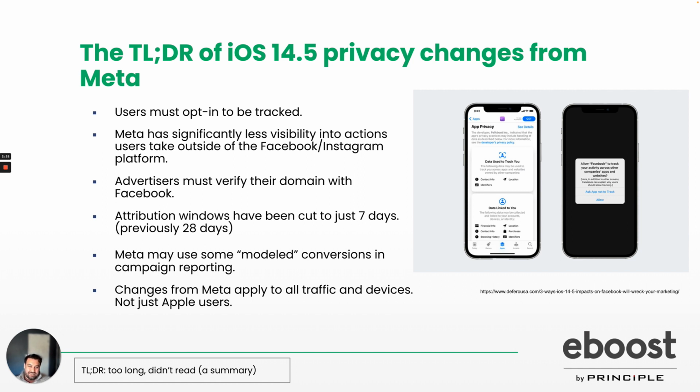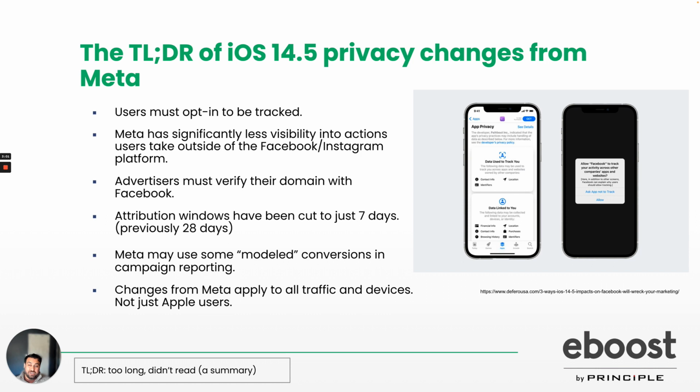As a result of this, Meta has significantly less visibility into actions that users take outside of Facebook or Instagram platforms. So that means any traffic that goes off of Facebook and Instagram that goes over to a website, actions that happen on the website are now significantly, I won't say eliminated, it has some visibility into them, but it's significantly reduced from the golden era before, when we were able, as advertisers, to see a lot more of those kind of actions.